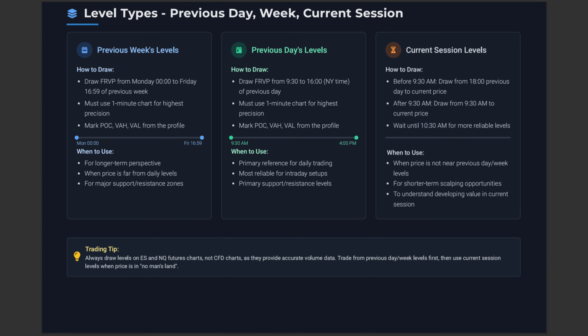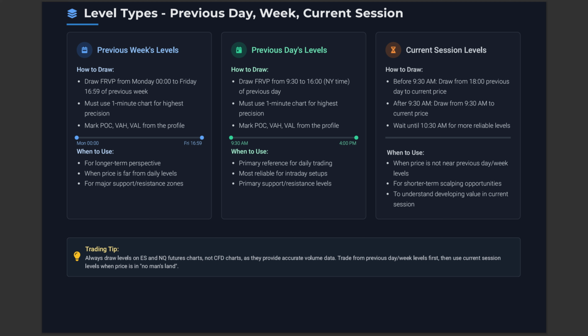Now let's talk about the different types of volume profile levels you can draw and when to use each one. This is where the strategy becomes really practical. Previous week levels are drawn from Monday 00 to Friday 16:59 of the previous week. These are your longest-term volume profile levels and often provide the strongest support and resistance. Use these when you want to see the bigger picture and identify major areas where institutional activity occurred.